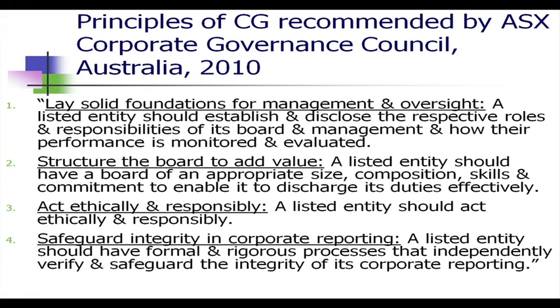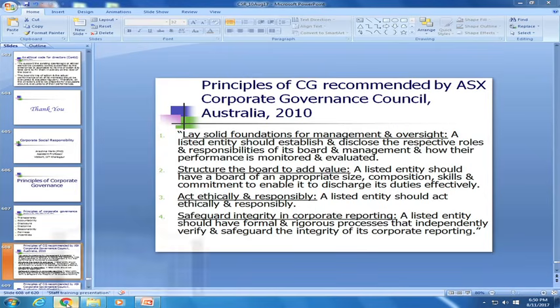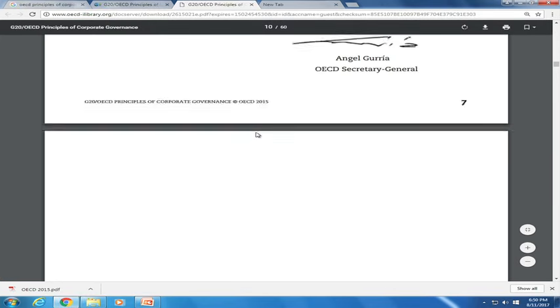So in this class we are going to talk about the principles of corporate governance. How is corporate governance done? We were talking about implementation. So we are going to talk about the principles, the codes of corporate governance that have been outlined by various agencies. The two agencies that we will be looking at are, one is the ASX Corporate Governance Council Australia, and these principles were recommended in 2010, and the other principles are by the OECD, Organization for Economic Cooperation and Development.